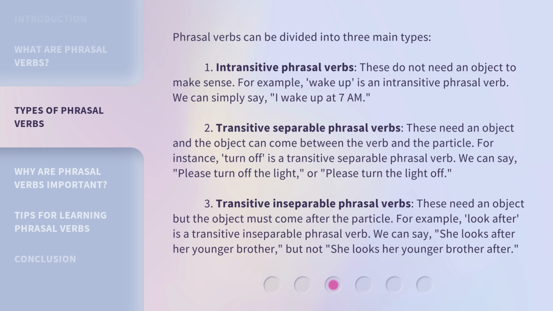3. Transitive inseparable phrasal verbs. These need an object but the object must come after the particle. For example, "look after" is a transitive inseparable phrasal verb. We can say, "She looks after her younger brother," but not, "She looks her younger brother after."